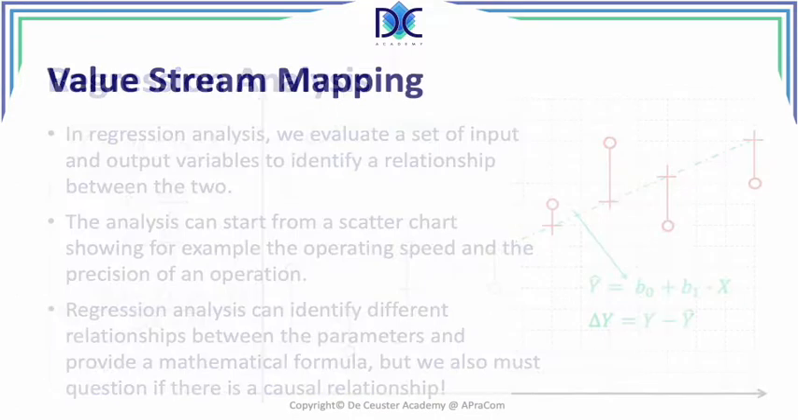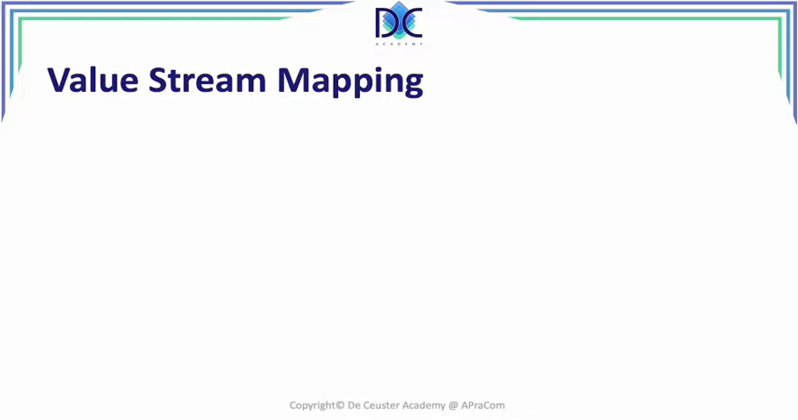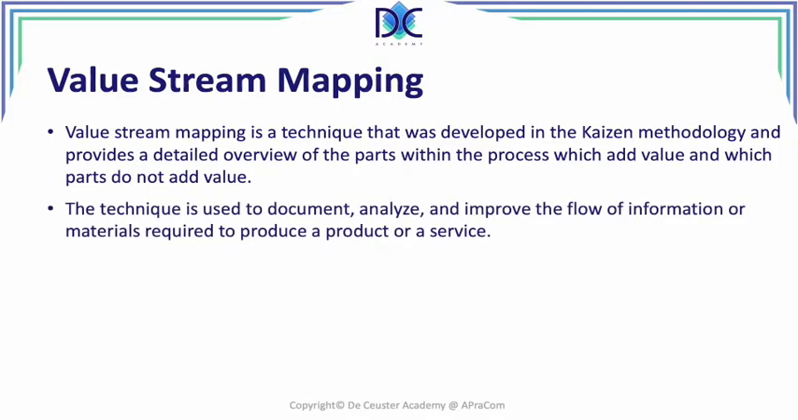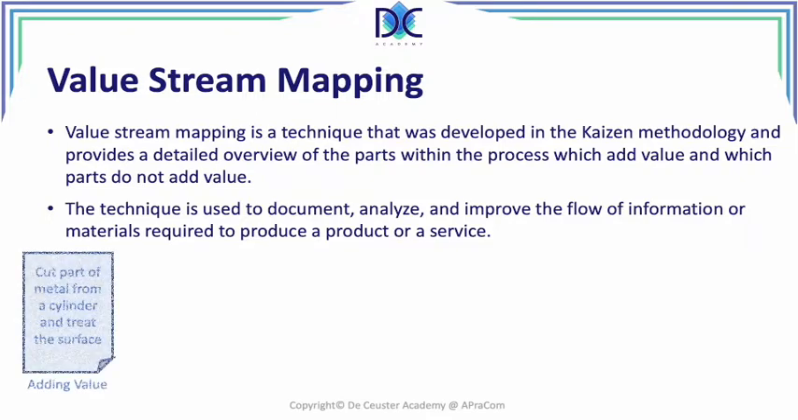Another element which has become very popular when we started working with Kaizen and quality and just in time, it's what we call value stream mapping. It was typically developed in the Kaizen methodology, and it provides a detailed overview of the parts in the process which add value and the parts which do not add value. Now, the technique is used to document, analyze, and improve the flow of information or materials required to produce a product or a service.